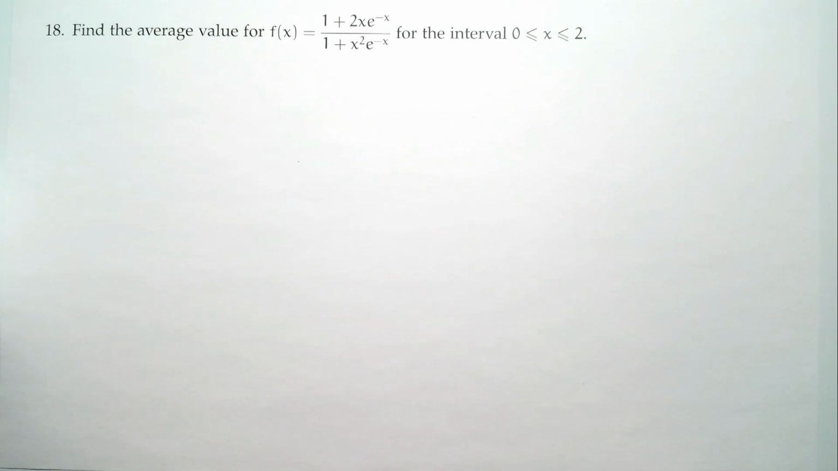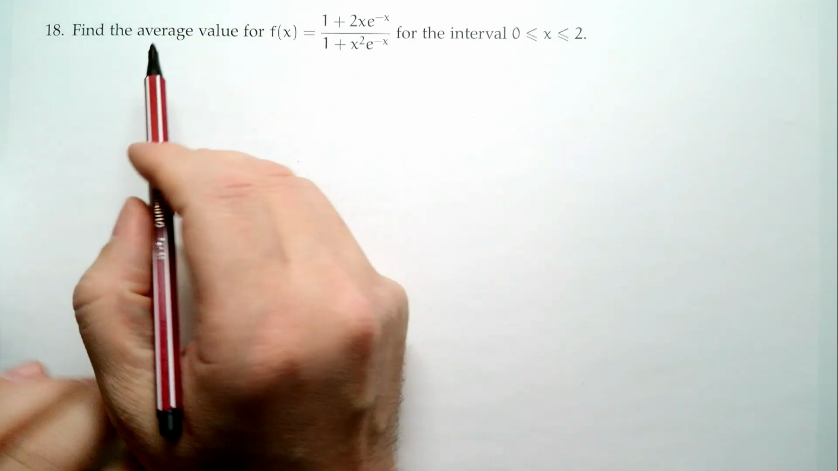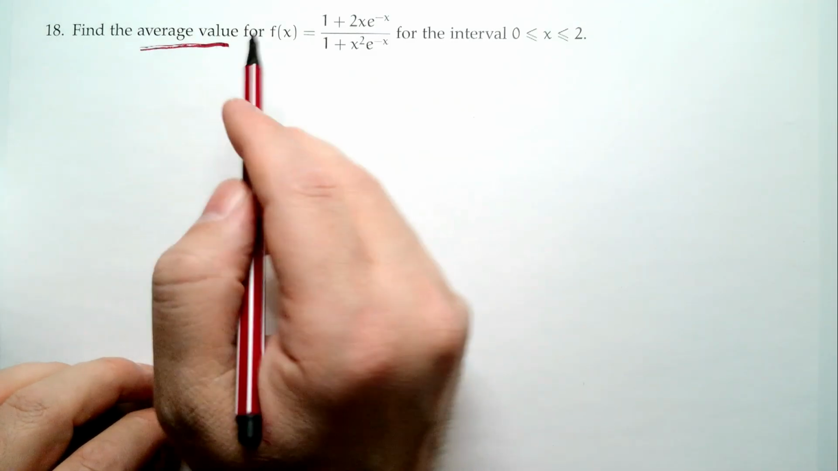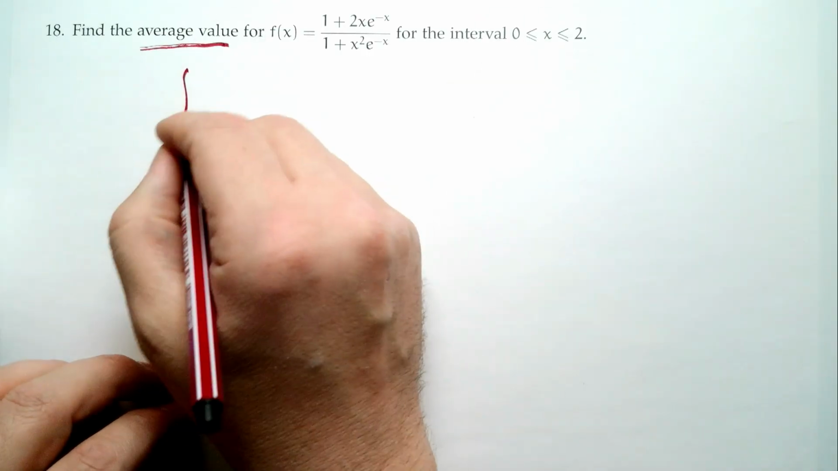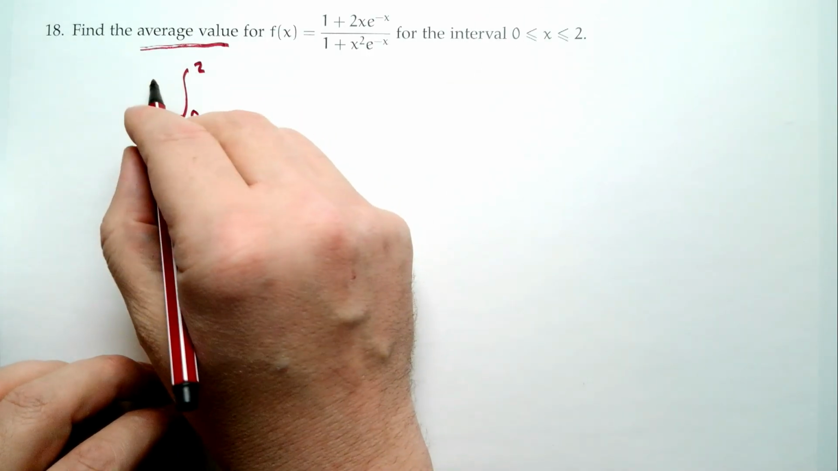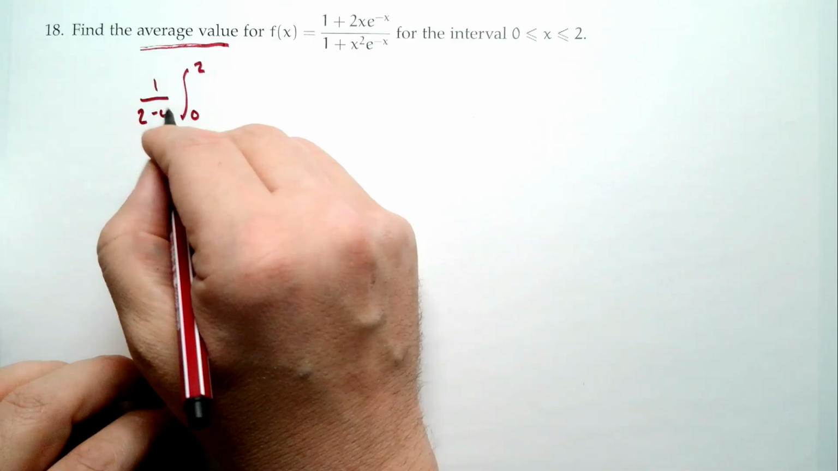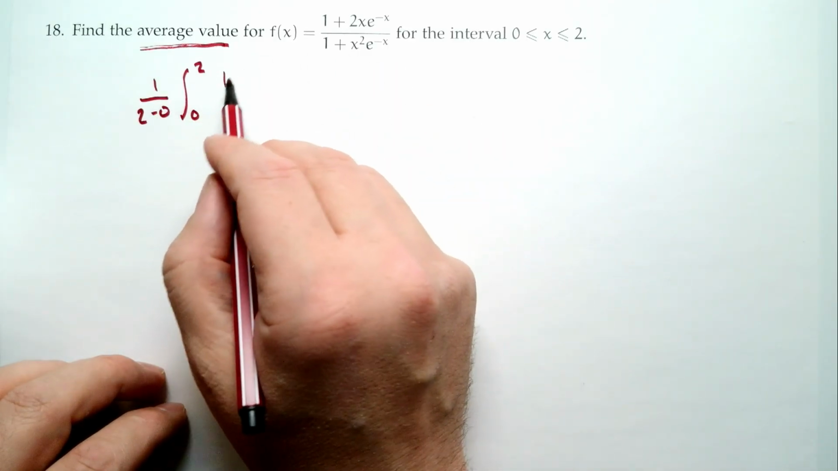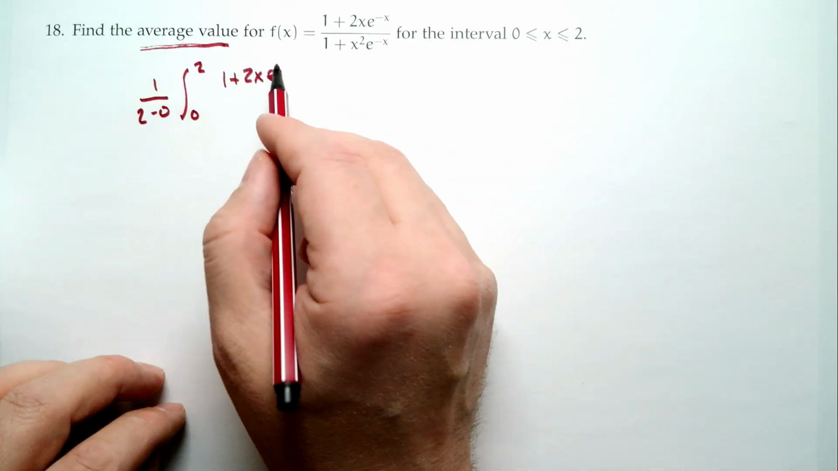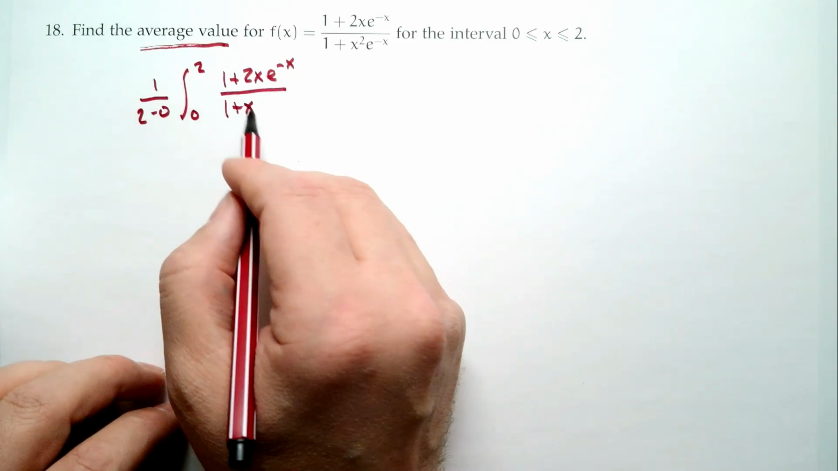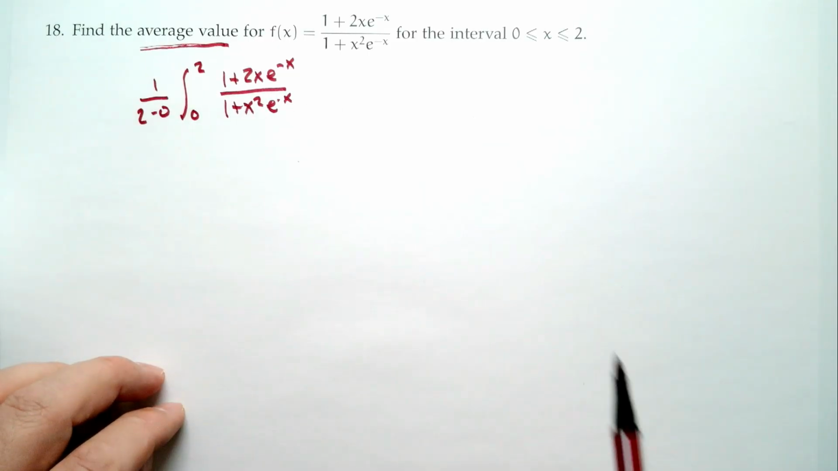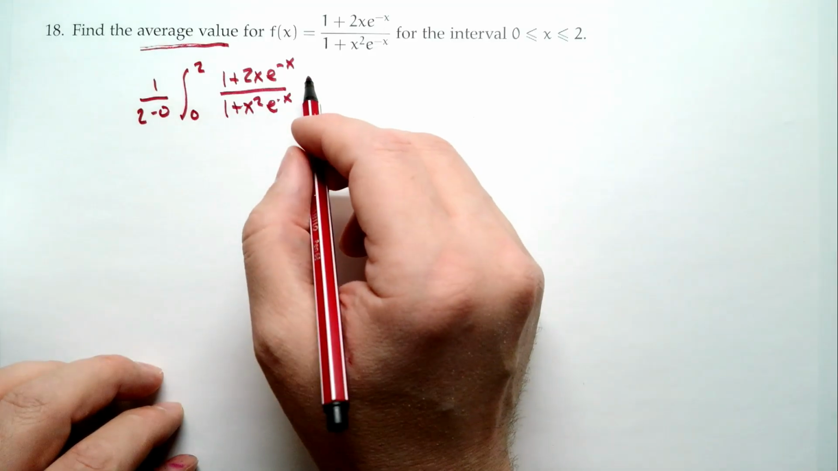We're good people. So first off, average value, we know it means it's an integral. We're going from 0 to 2, so it's the integral from 0 to 2. We're going to divide by 2 minus 0, and it's the integral of our function. Now this function is not on our list of 8 functions we can integrate. So we aren't going to be able to do this function right away.